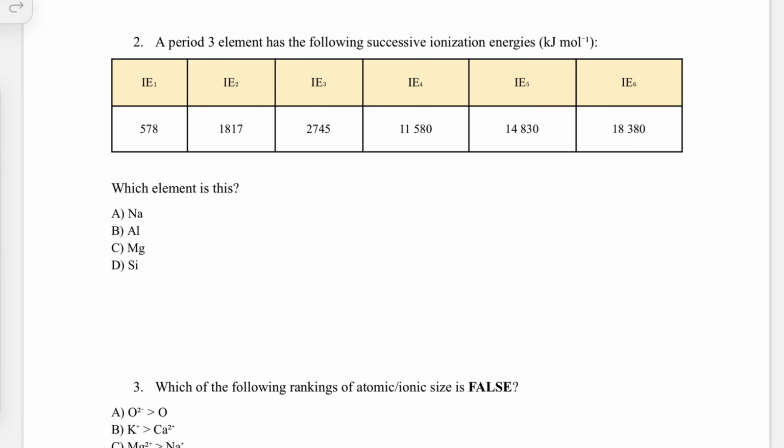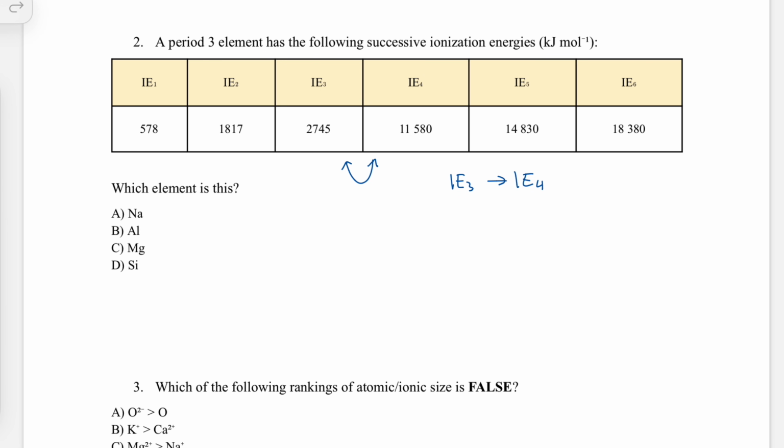Next, question 2: a period 3 element has the following successive ionization energies. This question, I would say, is likely to show up on the test. With these types of questions, you don't really care about the values. What you're mainly looking at is wherever you see a very big jump in the ionization energies. So we'll look through this table that they give us, and I see that there's an unusually large jump from the third ionization energy to the fourth.